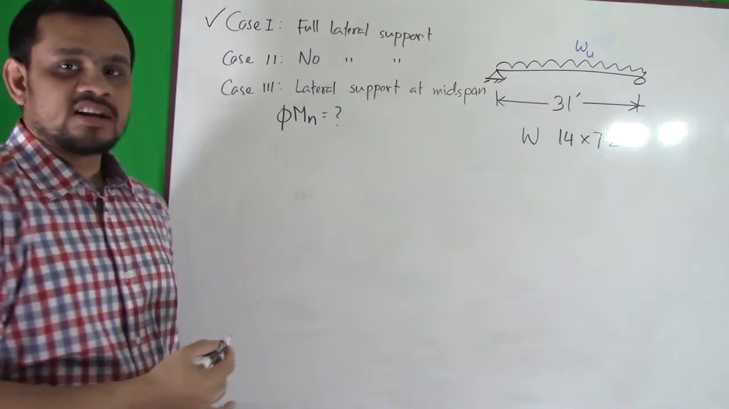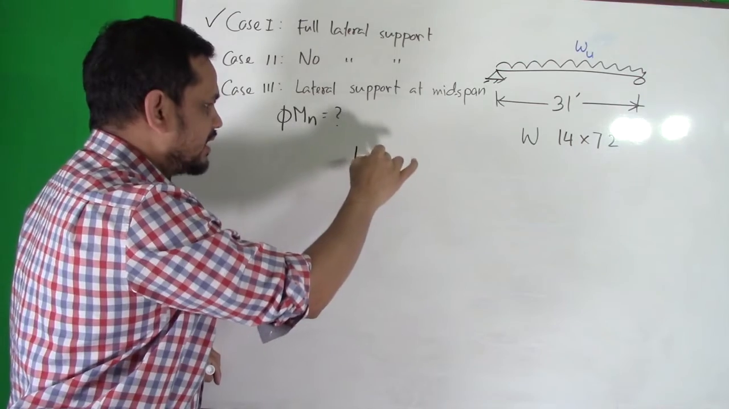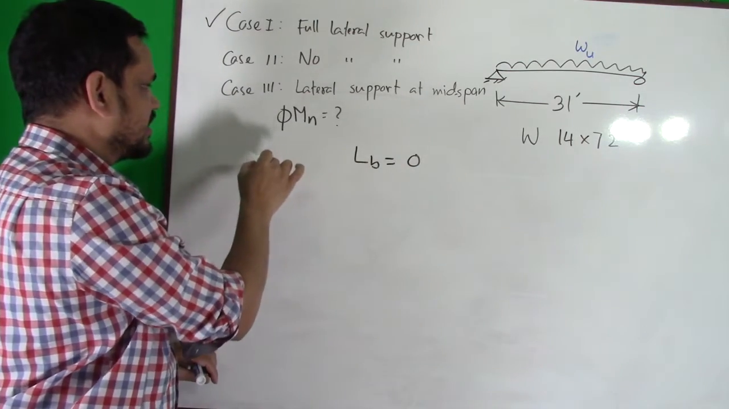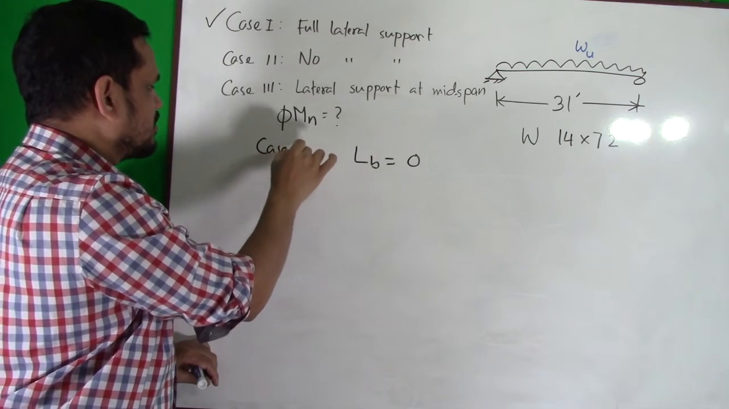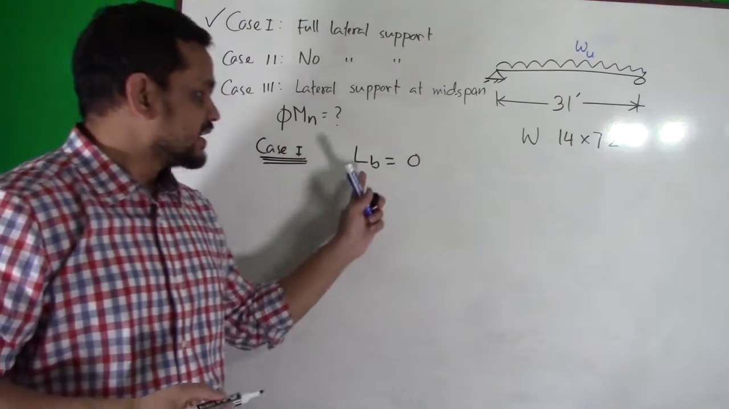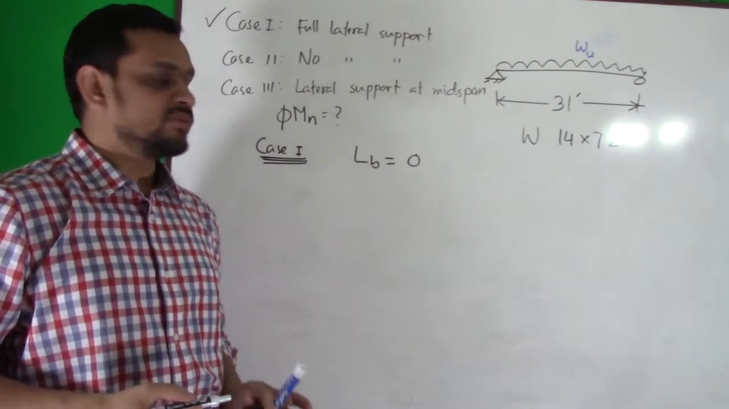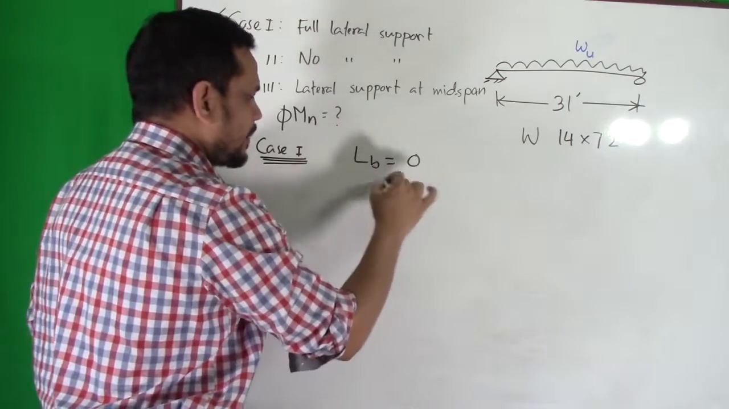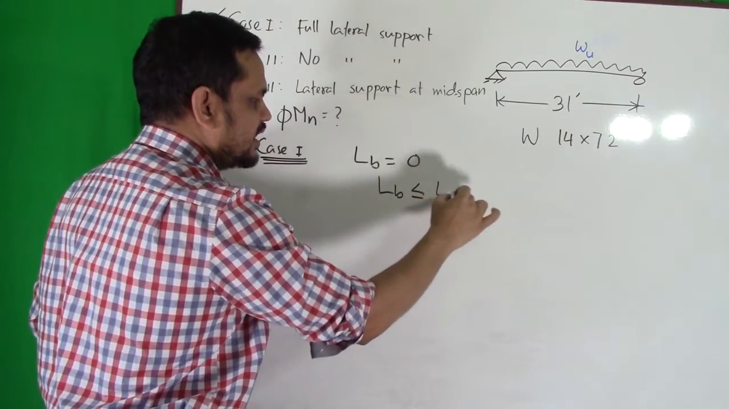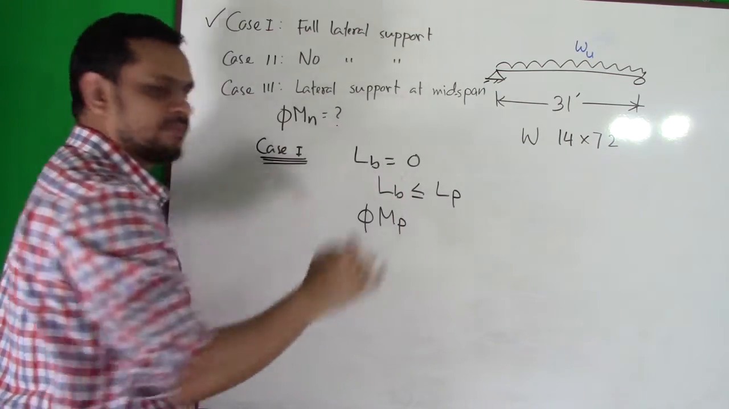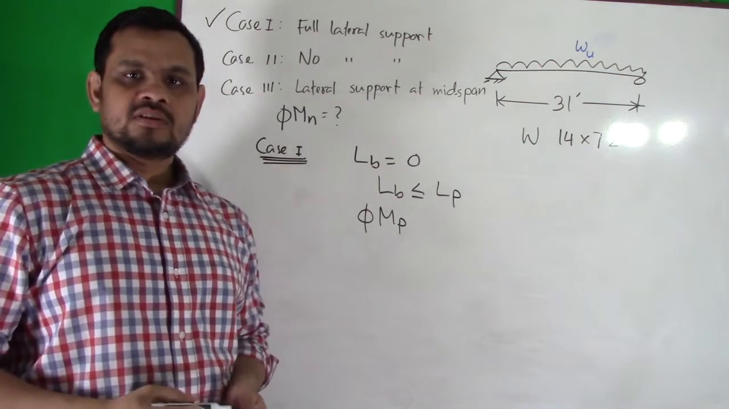So full lateral support. That means what is my LB? Case number 1 means full lateral support. It means LB is 0. Now we learned that if LB is less than LP, what is our capacity? Our capacity is MP. We know this.